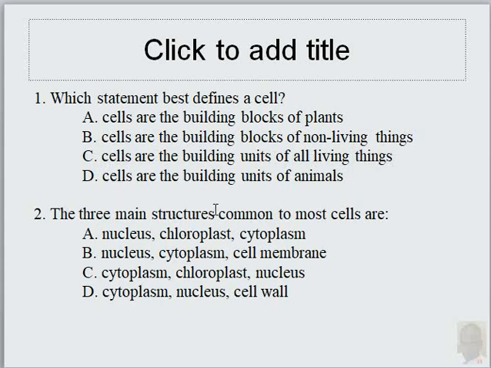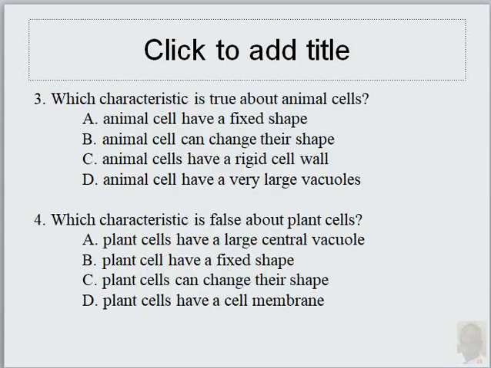There are three main structures common to most cells, and these three main structures are nucleus, chloroplast, no. Nucleus, cytoplasm, and cell membrane would be correct, so the answer would be B.